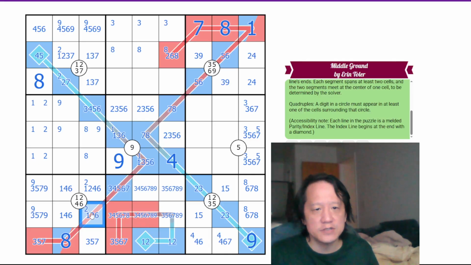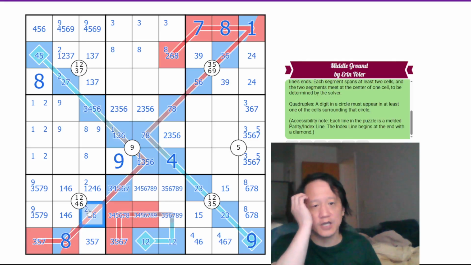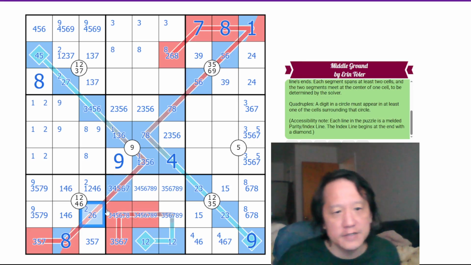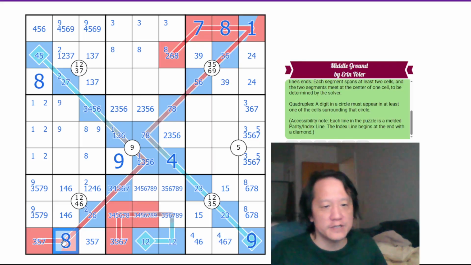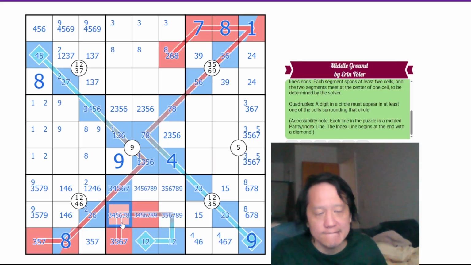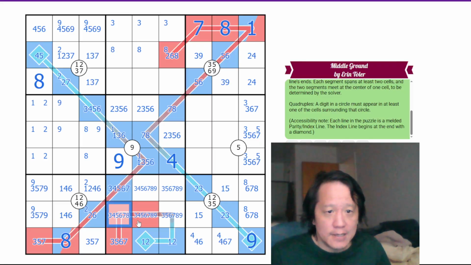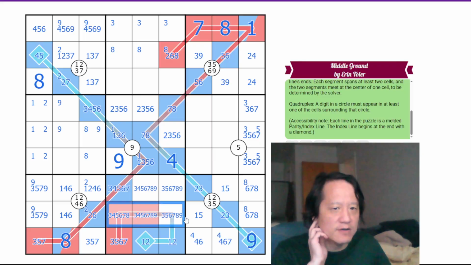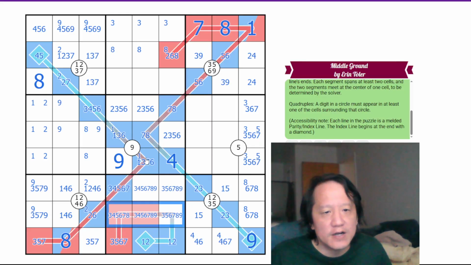So 7 has to be in the 2nd or 6th position, which it is. This is where 6 can be. 6 can be in 3, 4, 5, 6, or 7, which it can. And then 8 is in the 8th position, and it's parity there. Interesting. Unfortunately, that doesn't give us too much information. 5 can be... Yeah.